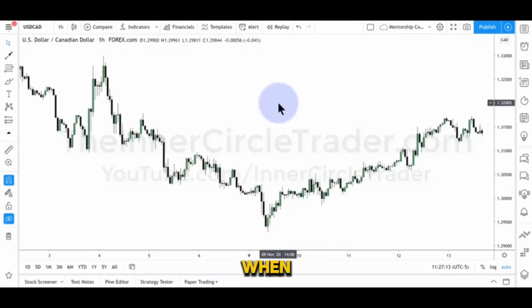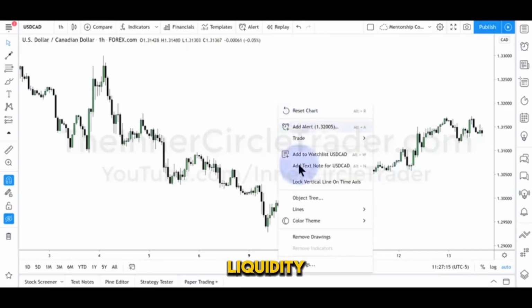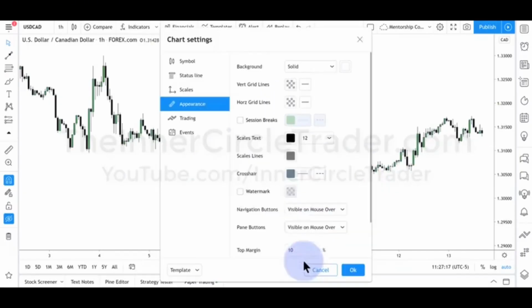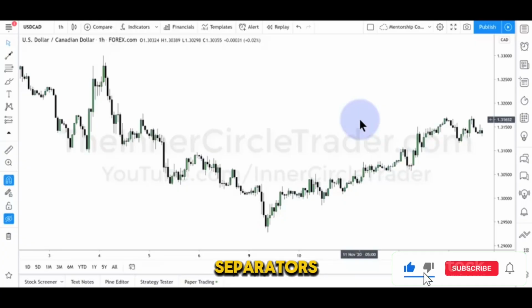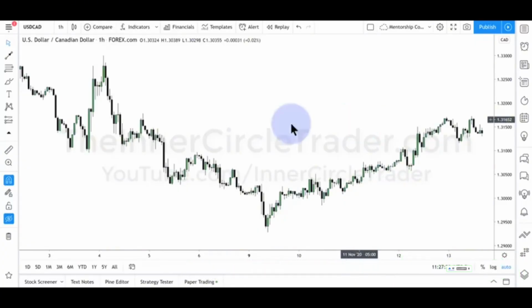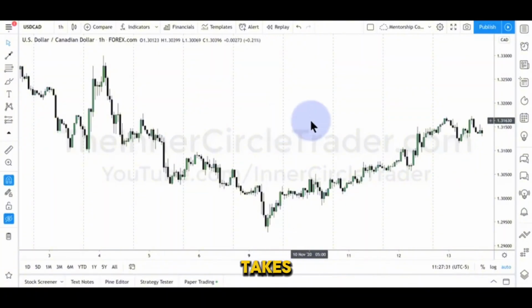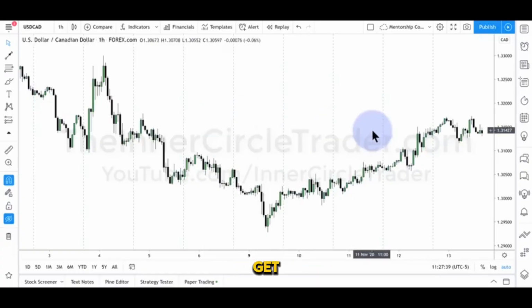All right, so when we look at liquidity, you want to be able to look at it on the basis of daily highs and lows. Now, when you look at daily highs and lows, you can add period separators to your chart, like tradingview.com allows you to do. I'm not sure why it takes so long to load up like that, but there it is. But if you put the period separators on TradingView, these are the levels that you're going to get.